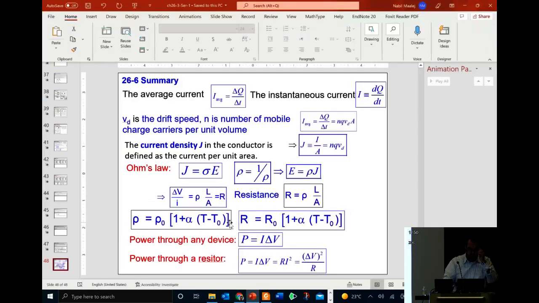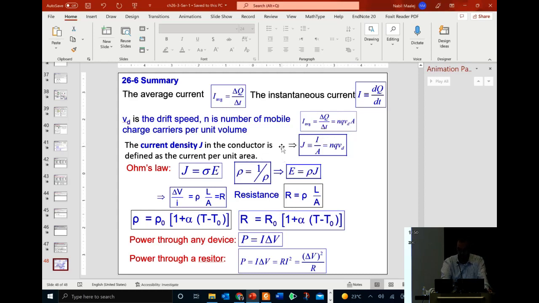Okay, so let me remind you of what we have covered so far in this chapter. We have defined the average current. We said it's delta Q over delta T, and the instantaneous current is dQ/dt. We also spoke about the microscopic model for the flow of free charges, and we said if the number of free charges per unit volume is n, and the drift velocity of the charges is Vd, it is related to the average current by this equation. The average current is n, the number of charges per unit volume, times the charge Q, which is usually equal to e because the free charges are usually electrons, times Vd, the drift velocity, times the cross-sectional area of the conductor.